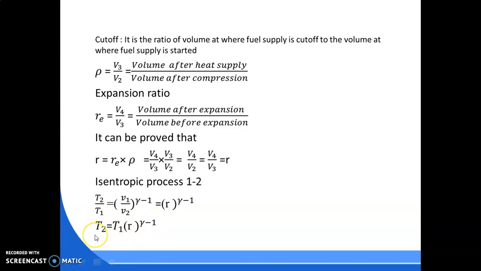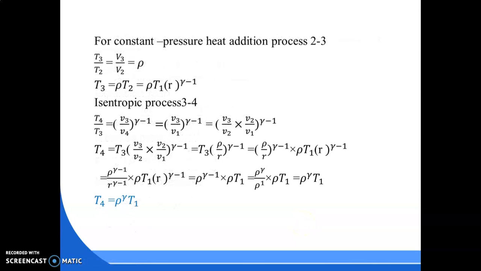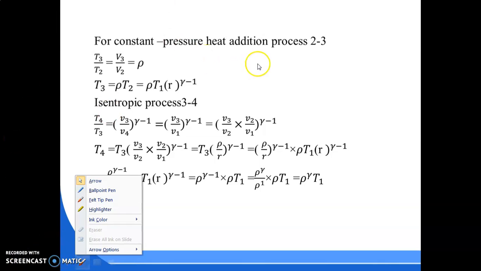So we have to replace all the temperatures T2, T3 and T4 in terms of T1. T2 is equal to T1 into R to the power gamma minus 1, that we got, T2 in terms of T1. Then we go for the constant pressure heat addition process, that is the 2 to 3 process. For a constant pressure process, what is the property relation? T3 by T2 is equal to V3 by V2, or T3 by V3 is equal to T2 by V2. Yes or no?